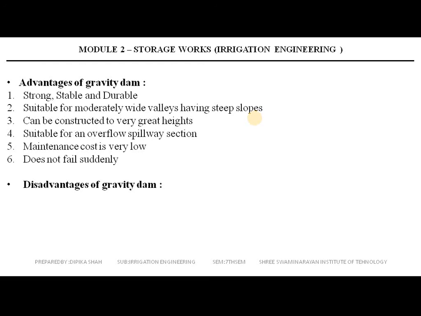Scouring sluices can be used in a gravity dam to remove the silt deposited in a reservoir, and the gravity dam is cheaper in a long run, so the benefit cost ratio is always higher. So these all are the advantages of the gravity dam. Now we'll discuss about the disadvantages.